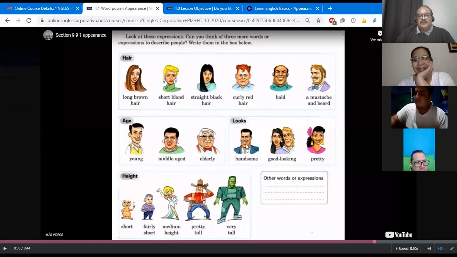Then the appearance, looks: we have a person who is handsome and pretty. For men, handsome; for women, pretty. And intermediate for both, you can say good looking. We can say that the lady is good looking and also the man. So the guy here is also good looking. Then we have short, for the height, fairly short, medium height, pretty tall and very tall. Now listen again.